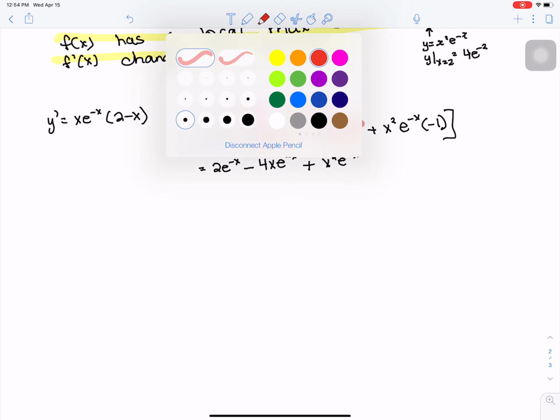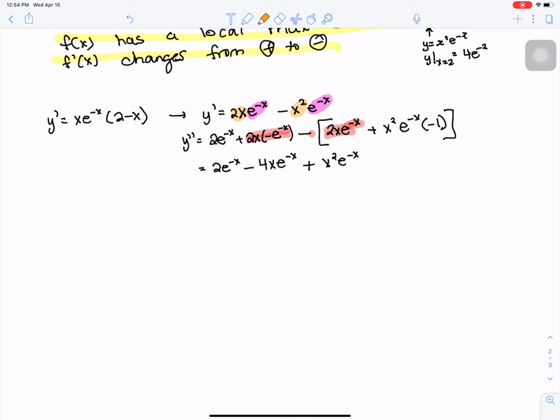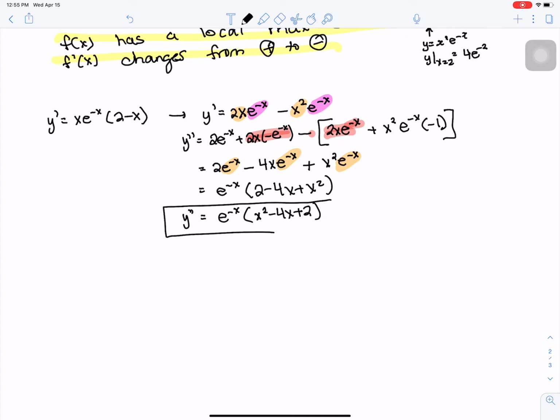Now we're going to clean this up a little bit. All of them have an e to the minus x, so I'm going to factor that out. And then I'm going to get 2 minus 4x plus x squared, like a quadratic. I'm going to just do it as e to the minus x and switch my quadratic around. And there is my second derivative simplified.